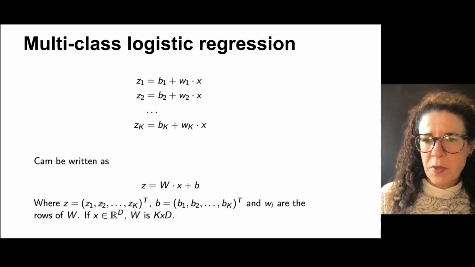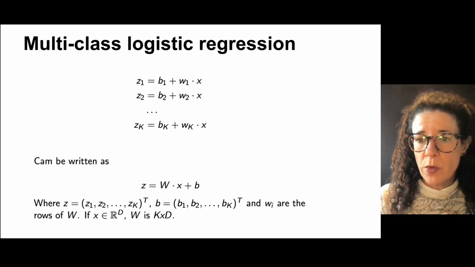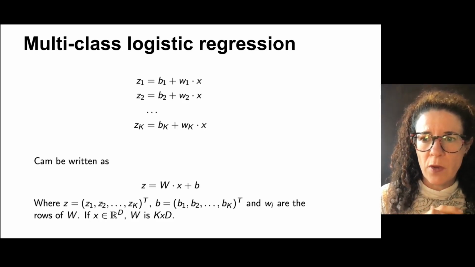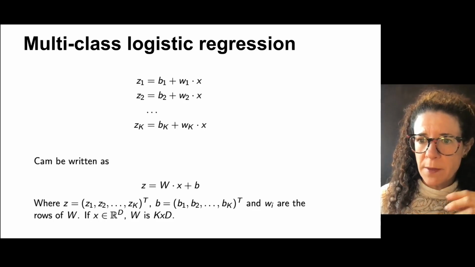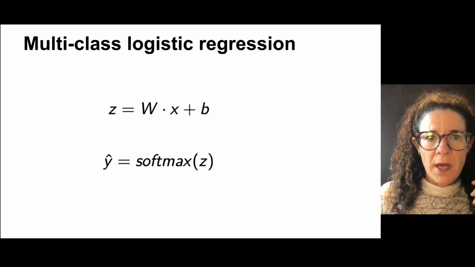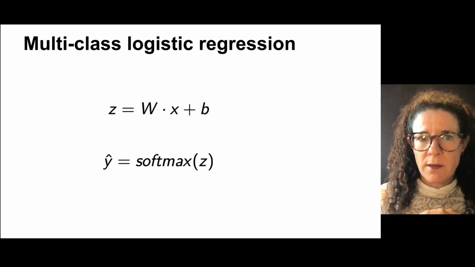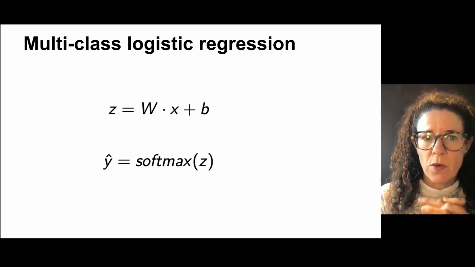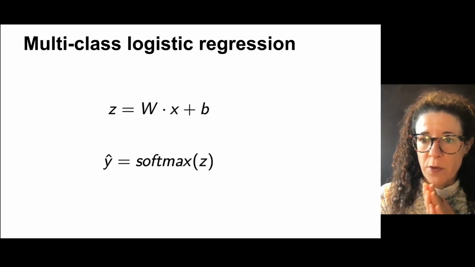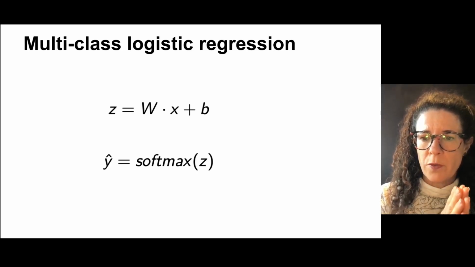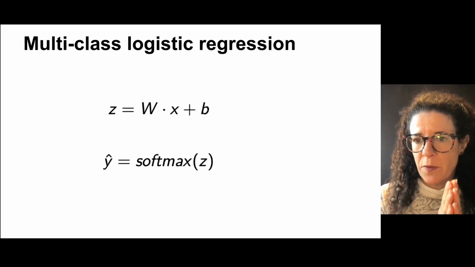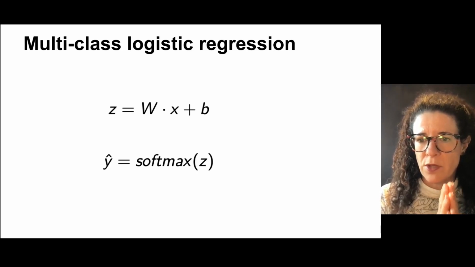So basically then that simplifies in a way our equation. So we have one equation which is z equal w times x plus b, and this is how we can write, say, multi-class logistic regression. So we have a linear transformation followed by a softmax transformation. So that is a multi-class logistic regression.